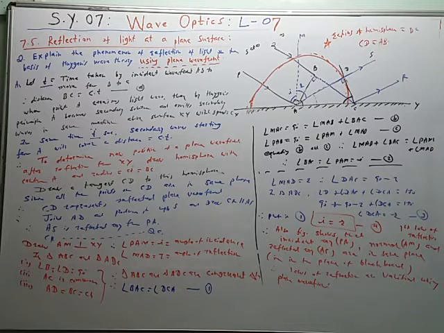So this angle MAC is 90 degree because AM is perpendicular to the surface XY like this. But MAC is equal to the sum of the two angles, one is angle MAB and other is angle BAC. So MAC is equal to angle MAB plus angle BAC is equal to 90 degree, equation B.